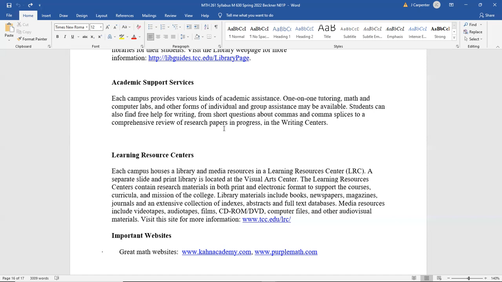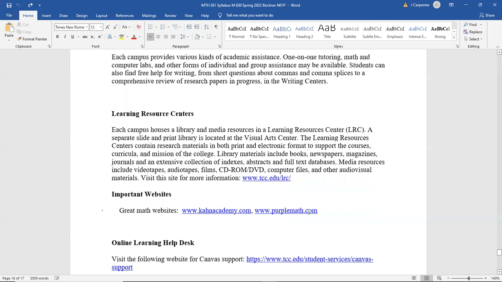And then we have a couple of important websites here, Khan Academy and Purple Math. These are great resources for catching up on old material that you're responsible for, like factoring, which one or two of the activities that I have for you in Canvas link to. Khan Academy, I love Khan Academy. They've got lots of great resources. Many students love it.